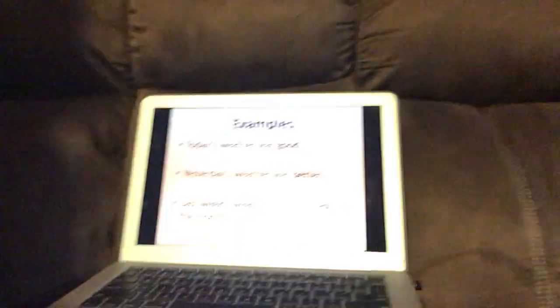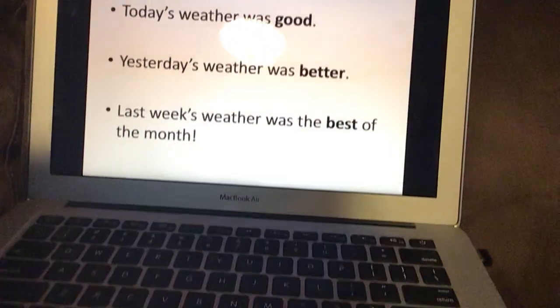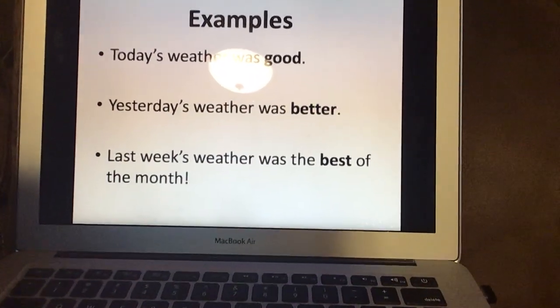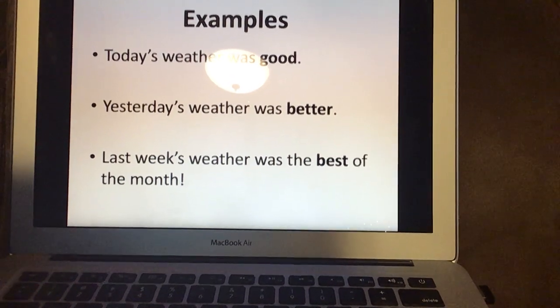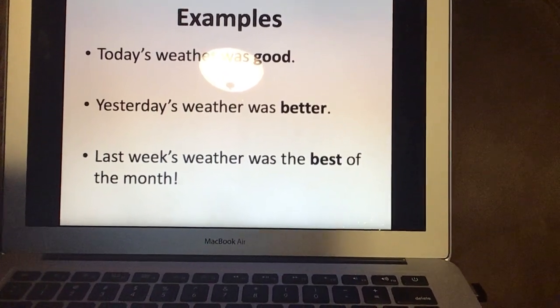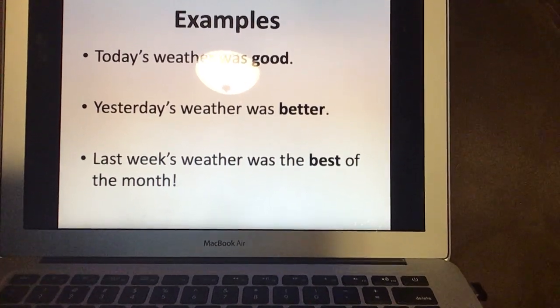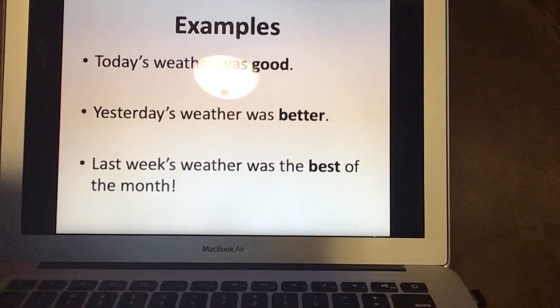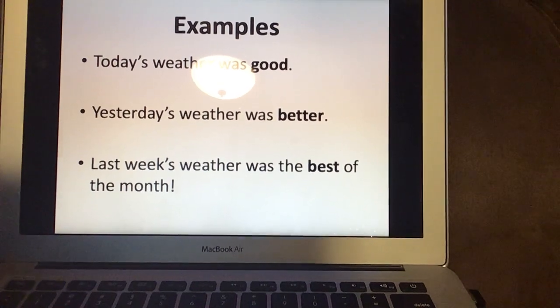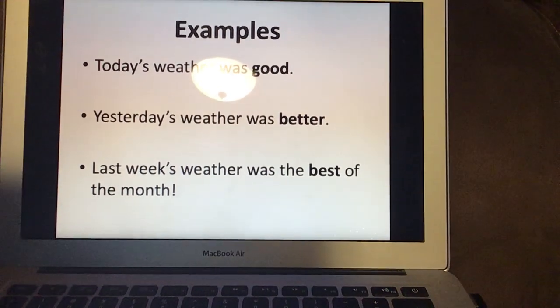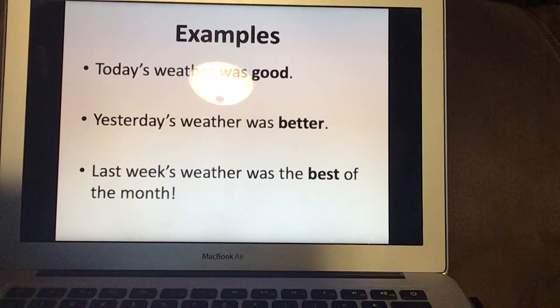Some examples. Today's weather was good, yesterday's weather was better, and last week's weather was the best of the month. So notice when they used best, they were comparing all of the weather for that whole month. When they used better, they were comparing yesterday to today.